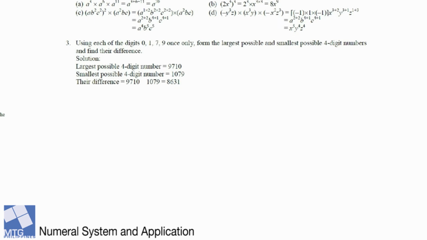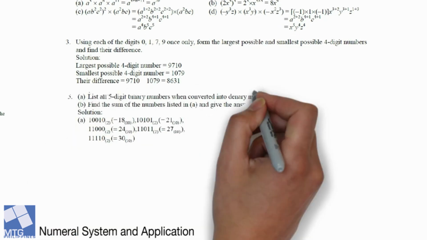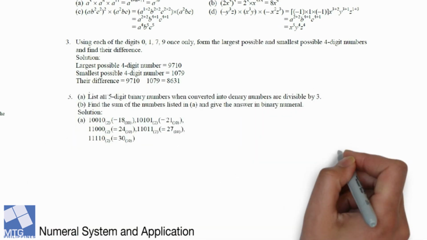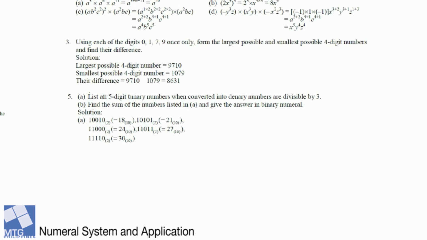Item number 5. For this item, we have two questions. For part A, we are tasked to determine all the 5-digit binary numbers that when converted to base 10 number, will be divisible by 3. So, we will have the following numbers that will satisfy the condition. We will have 10010 base 2. In base 10, this is 18.